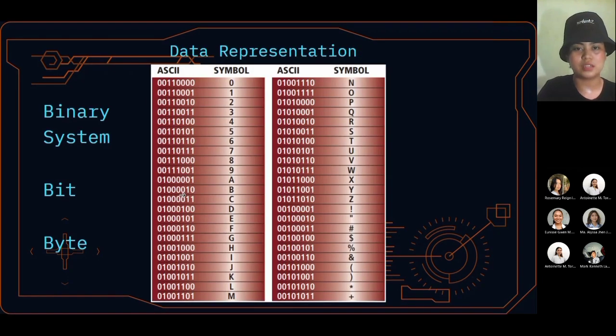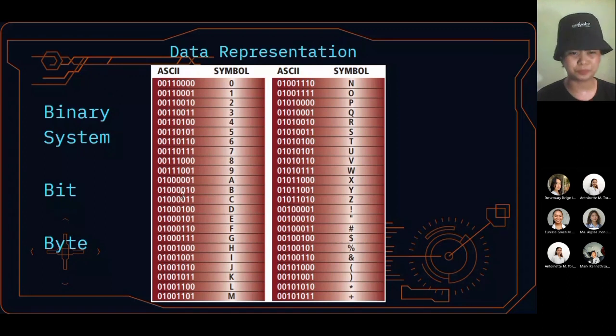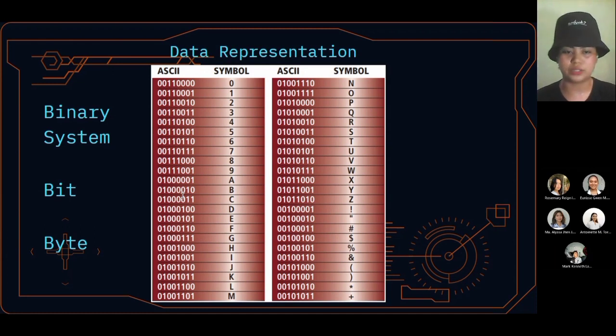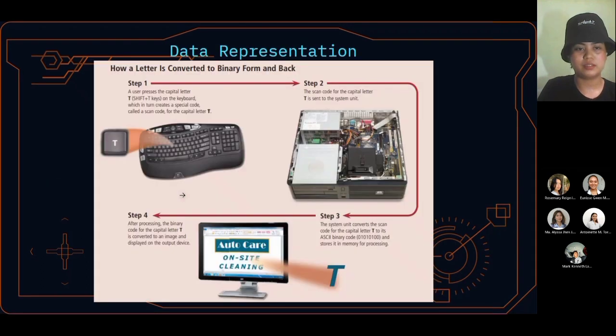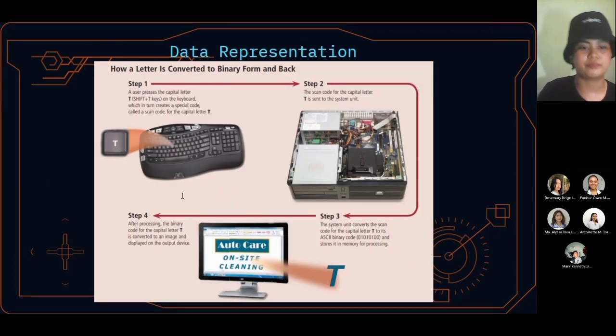The chart you see in the slide is the ASCII, or the American Standard Code for Information Interchange. We can see the different combinations of zeros and ones and their equivalent character. A coding scheme makes it possible for humans to interact with a digital computer that processes only bits.